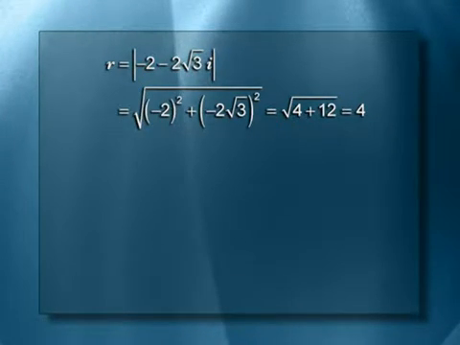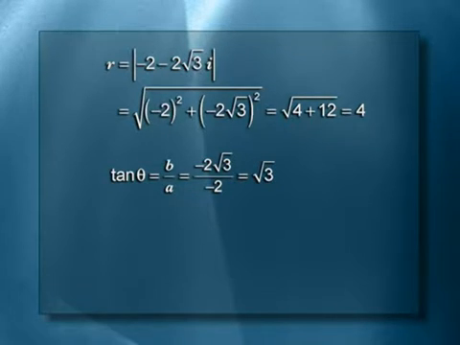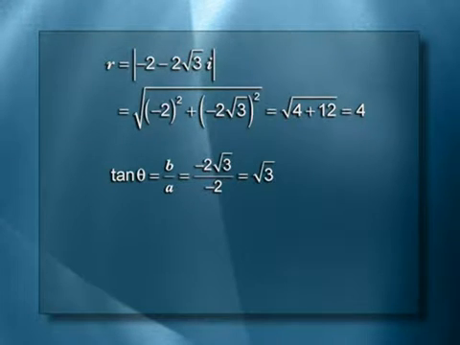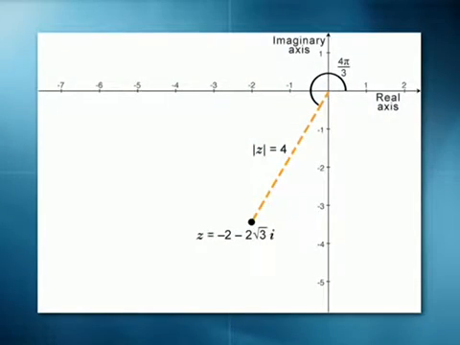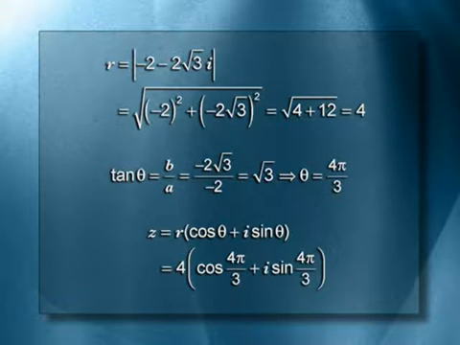Now, what about the angle? Well, remember, tangent theta is b over a. So that's -2 root 3 divided by -2, which is the square root of 3. Can you find an angle theta whose tangent is the square root of 3, but it also has to be in the third quadrant? So the angle would be, in radians, 4 pi over 3. And finally, our trigonometric form is r times cosine theta plus i sine theta: 4 times cosine 4 pi over 3 plus i sine 4 pi over 3.